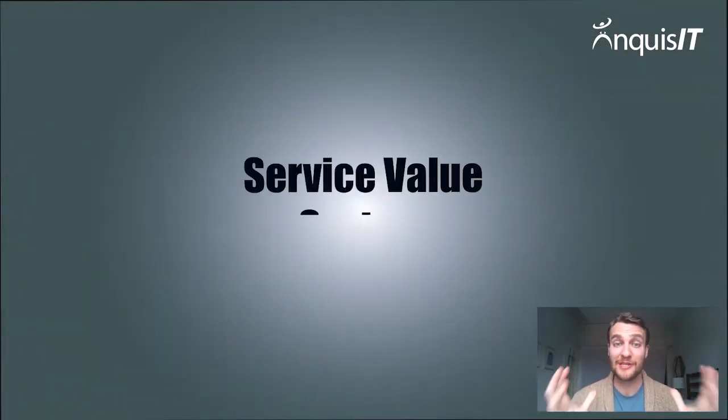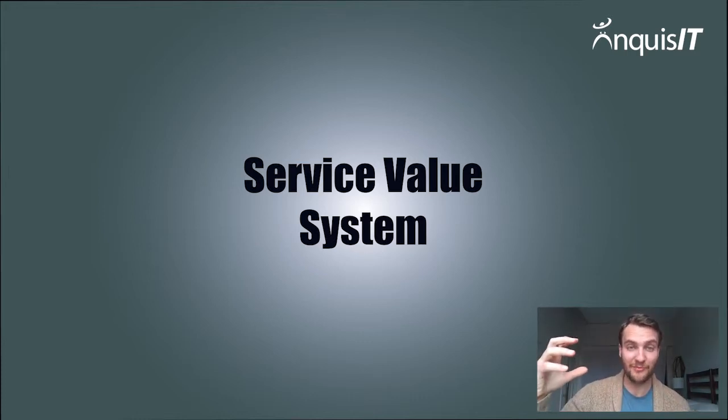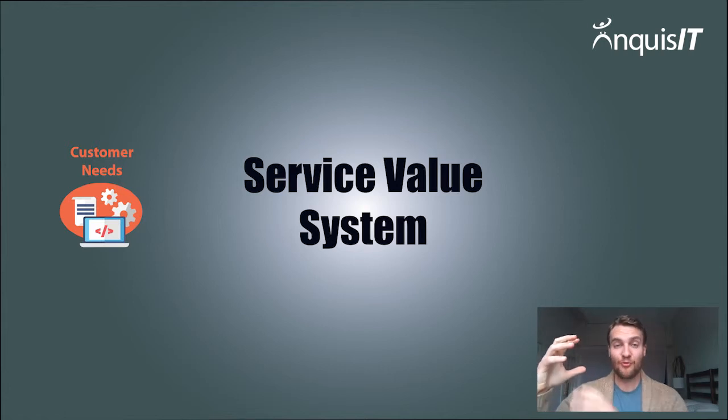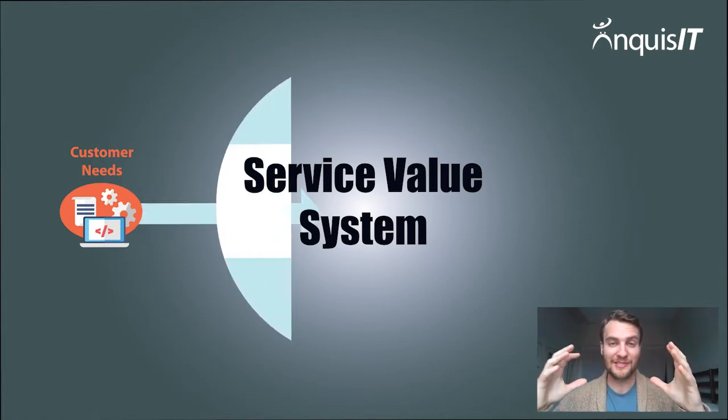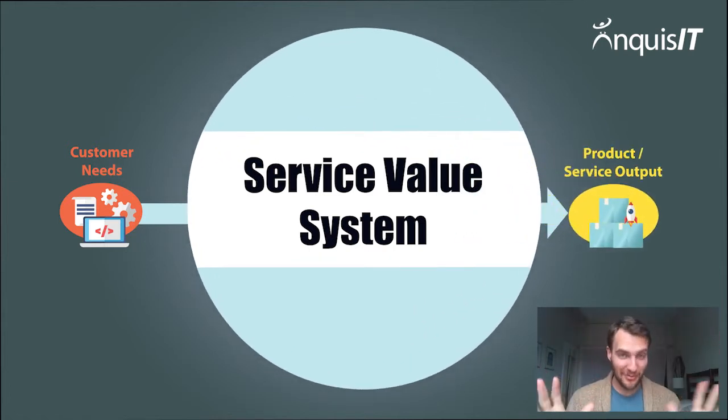So let me pump the brakes really quickly and very briefly explain how ITIL works, just in case you don't actually know a ton about it. ITIL essentially is this one big system that is then comprised of little systems. The big system is called the service value system. And all this is about is taking the input from the customer, what the customer needs or wants, running it through our IT operations, and then creating the best possible output for the customer. That's essentially what's going on.